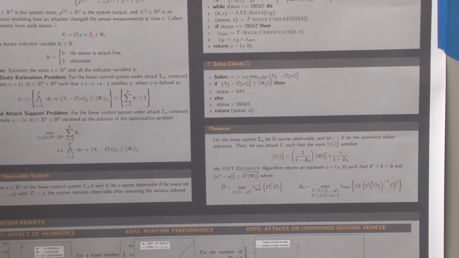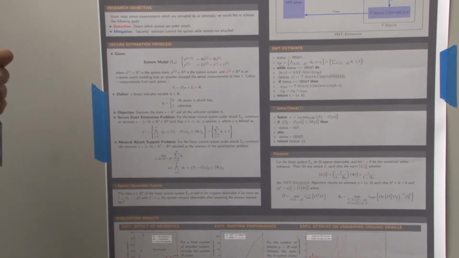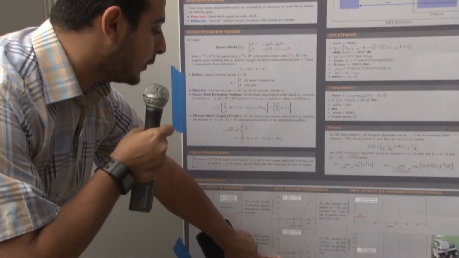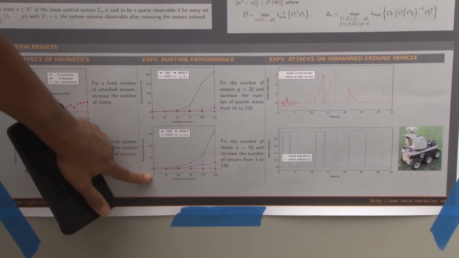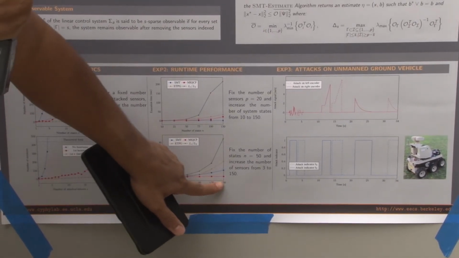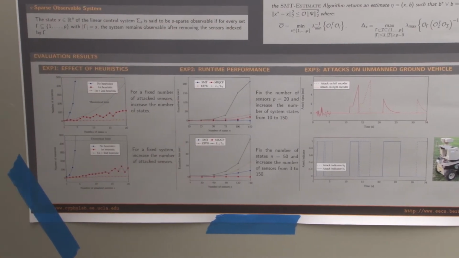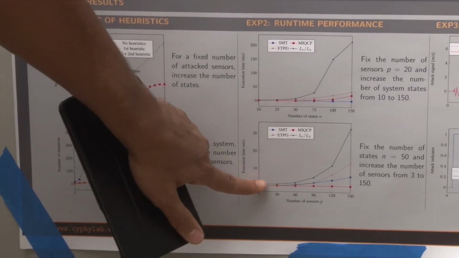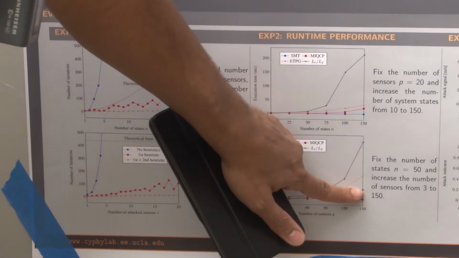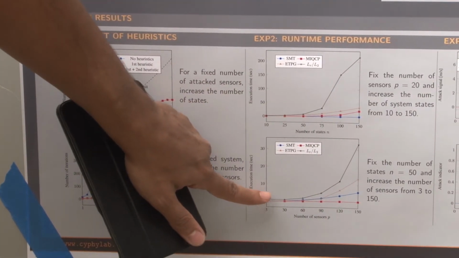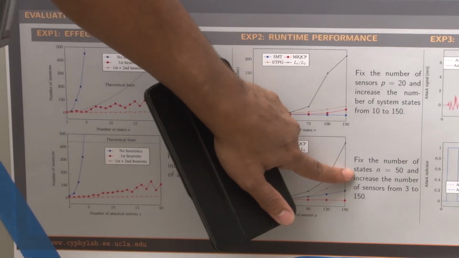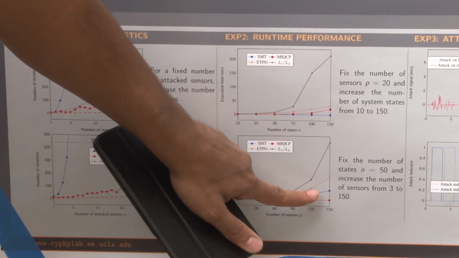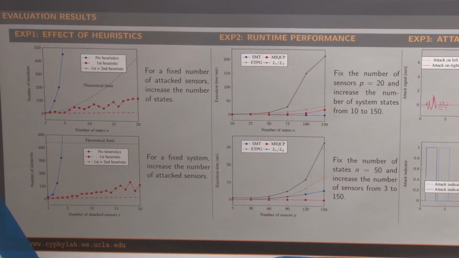And here, just to show how our SMT solver scales, I'm going to point to this plot. Here we are changing the number of sensors from 3 up to 150 sensors. One third of these sensors are under attack. We can see the blue line is how our SMT solver scales versus L1 minimization and versus L0 L2 minimization, which are the brown and the black lines.